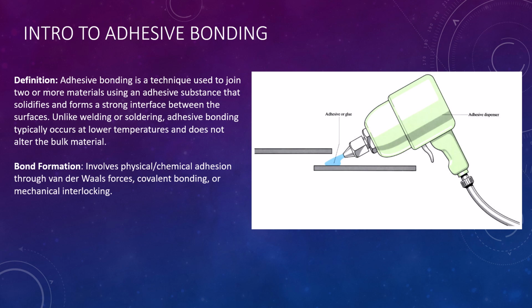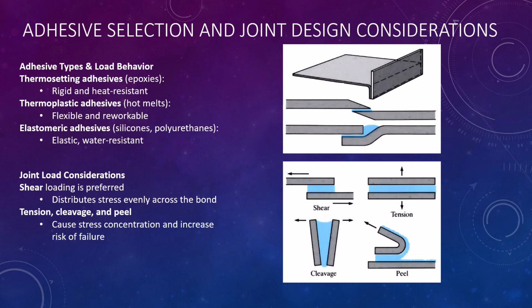Bond formation relies on various mechanisms such as mechanical interlocking, chemical bonding as covalent bonds, and physical adhesion through van der Waals forces. These allow adhesives to form reliable connections even between dissimilar materials. Adhesives are commonly grouped into three categories based on their behavior. Thermosetting adhesives, like epoxies, are rigid and heat resistant, ideal for aerospace or automotive panels. Thermoplastics, like hot melts, are flexible and reworkable.